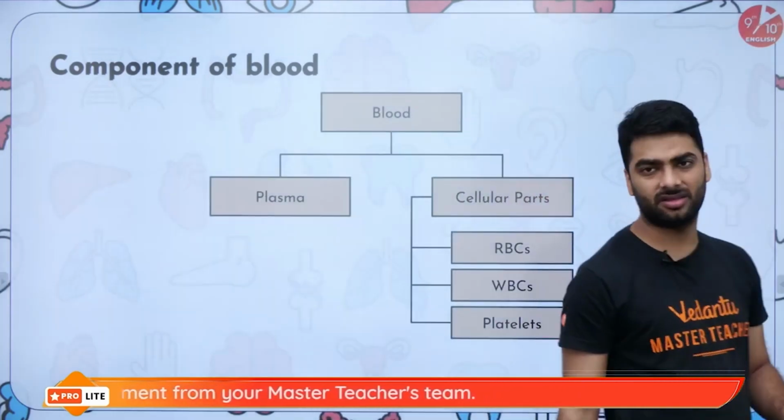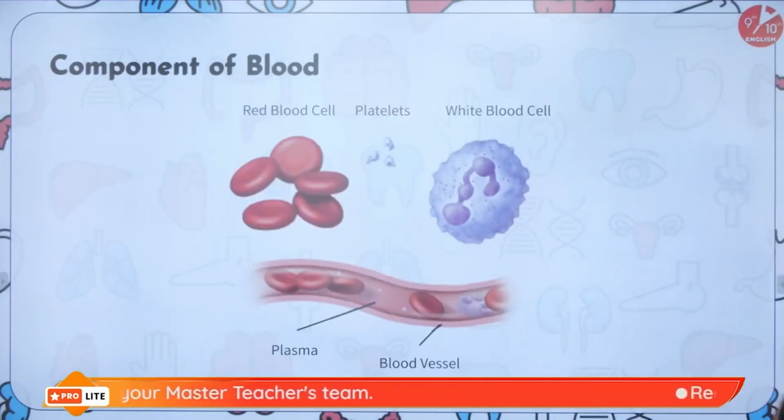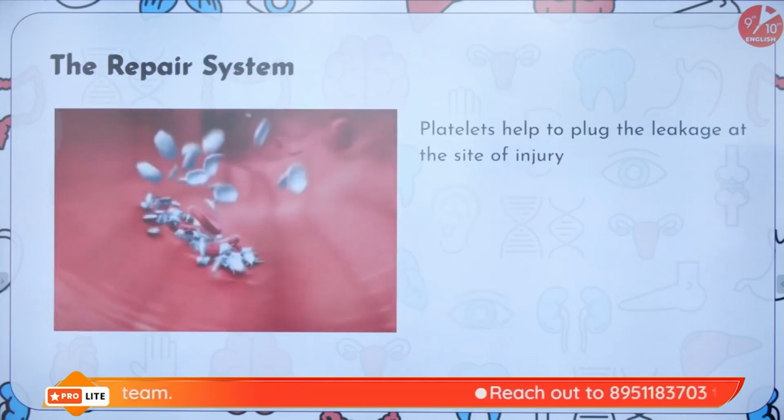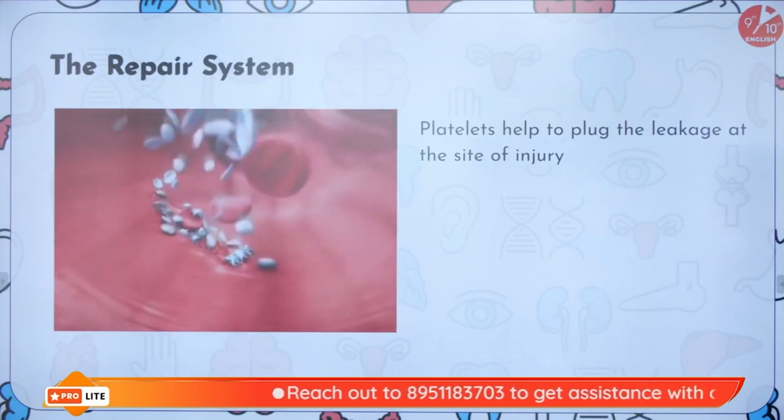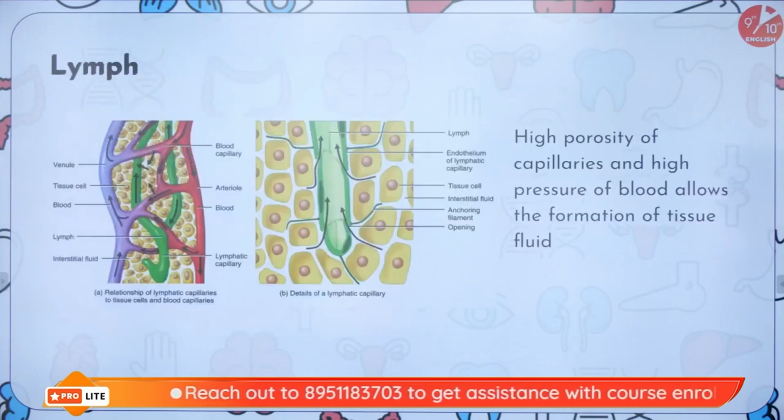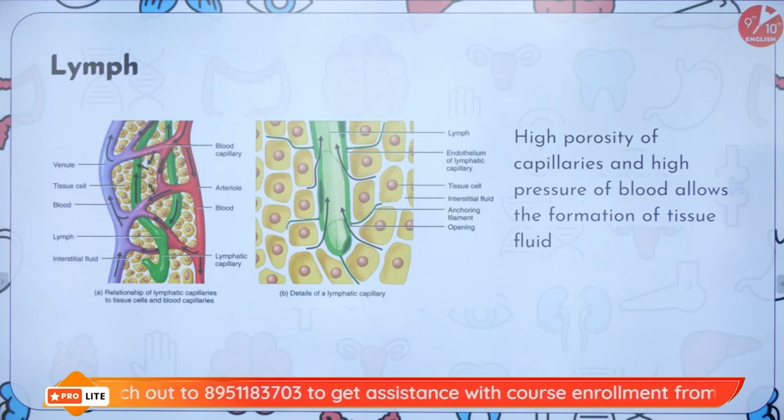These are the basics, right? So, RBC, platelets, WBCs, plasma. Platelets, they help in blood clotting. Whenever there is a cut or a blood loss, they will immediately form a plug to stop the loss of blood. Lymph: high porosity of capillaries and high pressure of the blood forms the tissue fluid, which is the lymph.